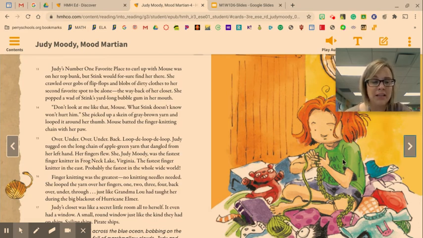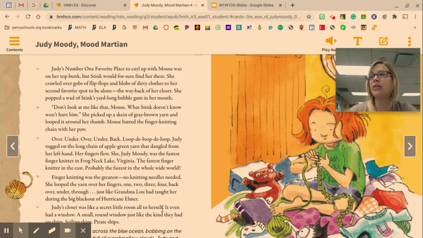Finger knitting was the greatest. No knitting needles needed. She looped the yarn over her fingers, 1, 2, 3, 4, back, over, under, through, just like Grandma Lou had taught her during the big blackout in Hurricane Elmer. Judy's closet was a secret little room all to herself. It even had a window, a small round window, just like the kind they had on ships, sailing ships, pirate ships.